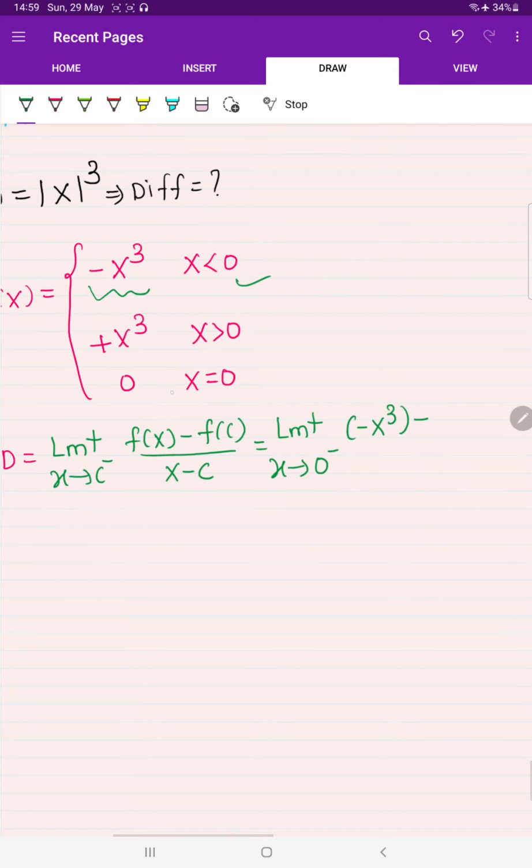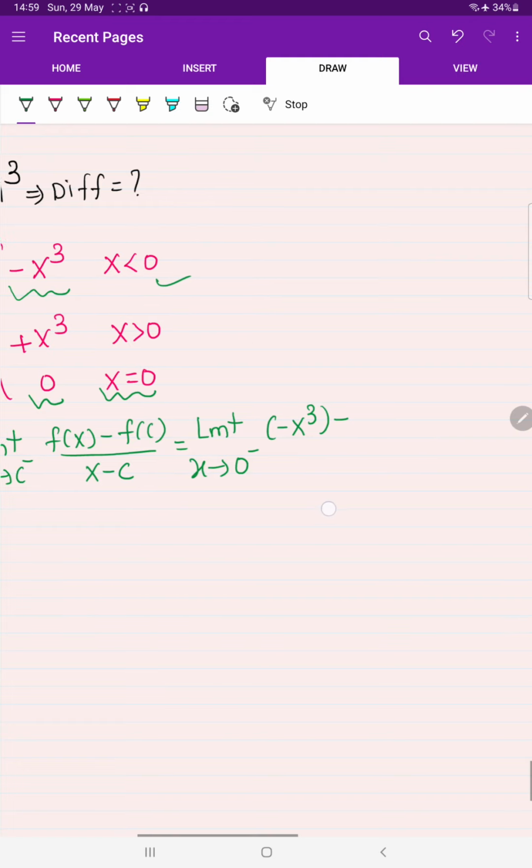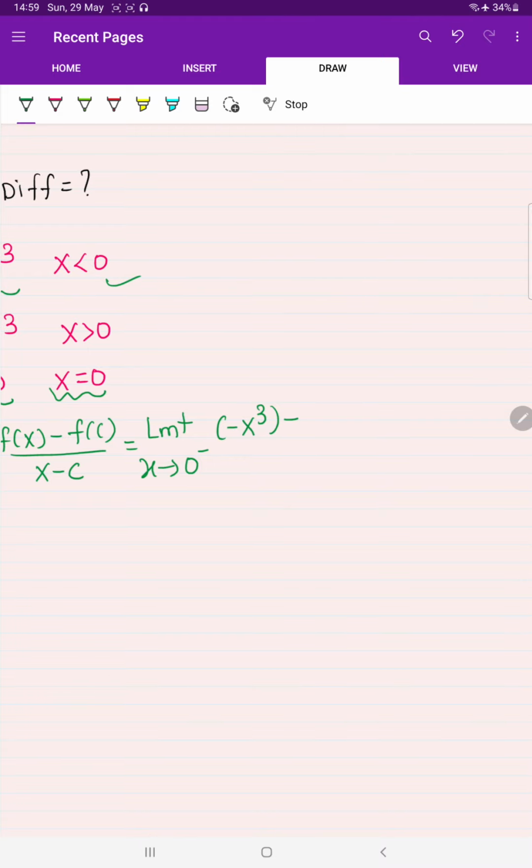F of c we have to find. F of c means exactly at x equal to c. X equal to c value is 0. What is the value of f of x? So, f of c is 0 at x equal to 0. So, I can directly put that value here. In the denominator, x minus c value is also 0.